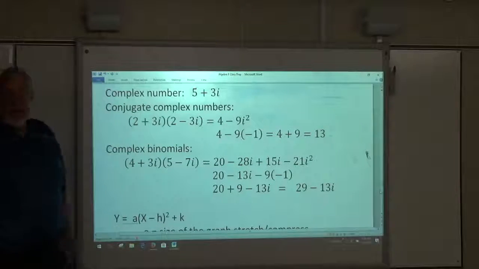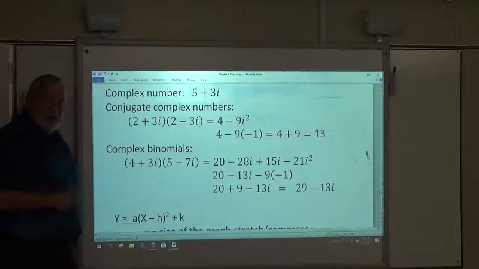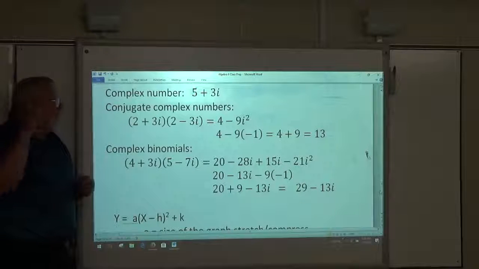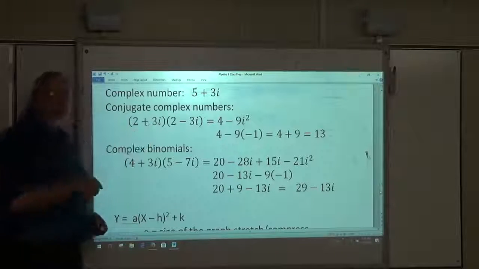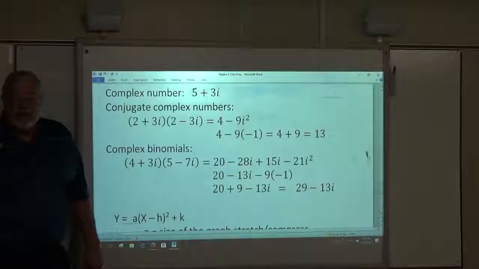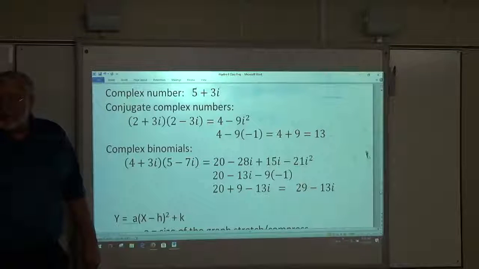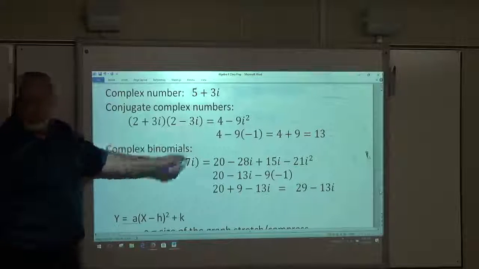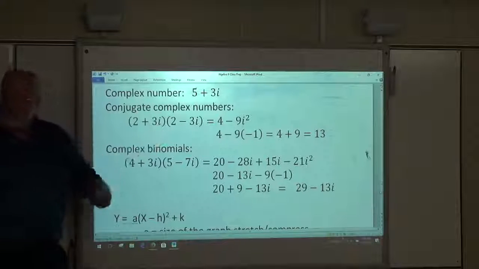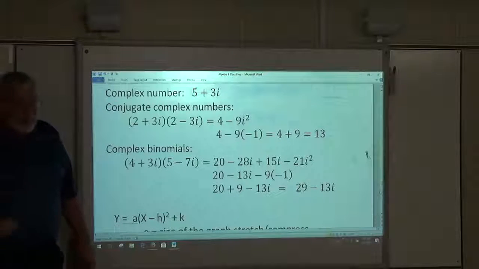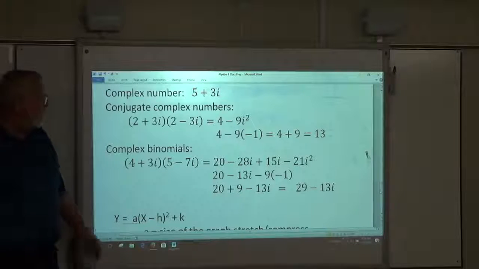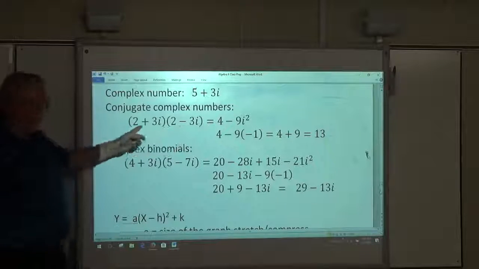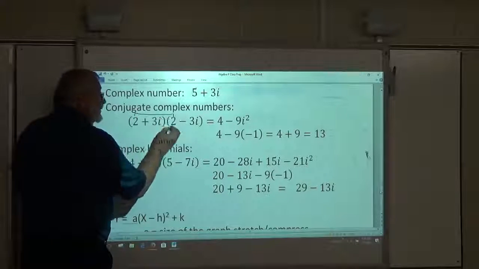All right, now, conjugate complex numbers. I was just tutoring an Algebra 1 student, that's where they are right now, conjugates. A conjugate is a binomial, two parts, that are only different in the sign between the numbers. This is a plus, this is a minus. They both have a 2, they both have a 3i, but one is positive, the other is negative. That's what conjugate is talking about.